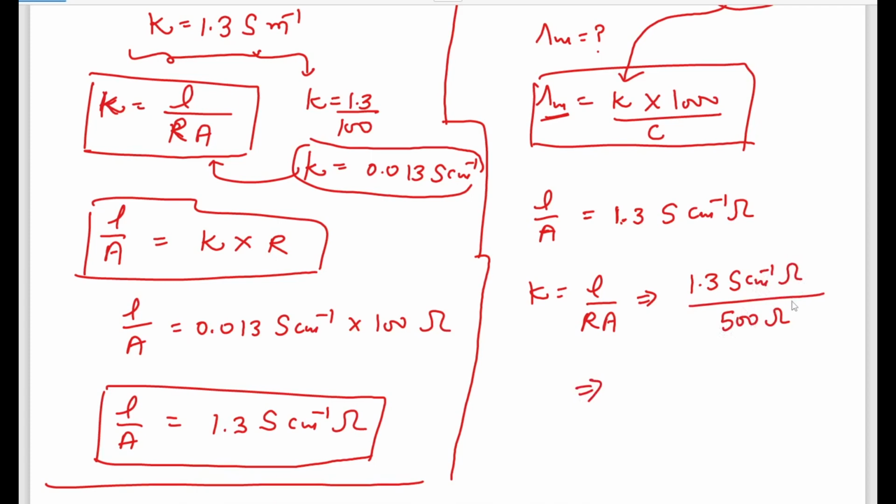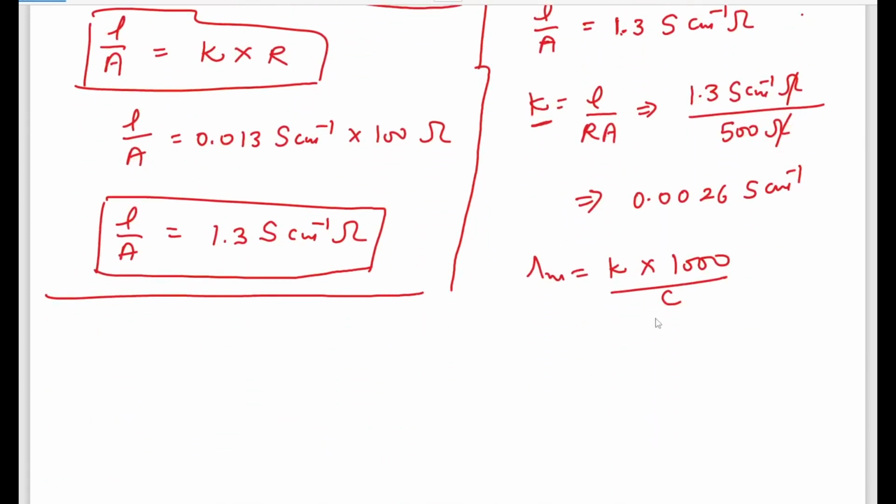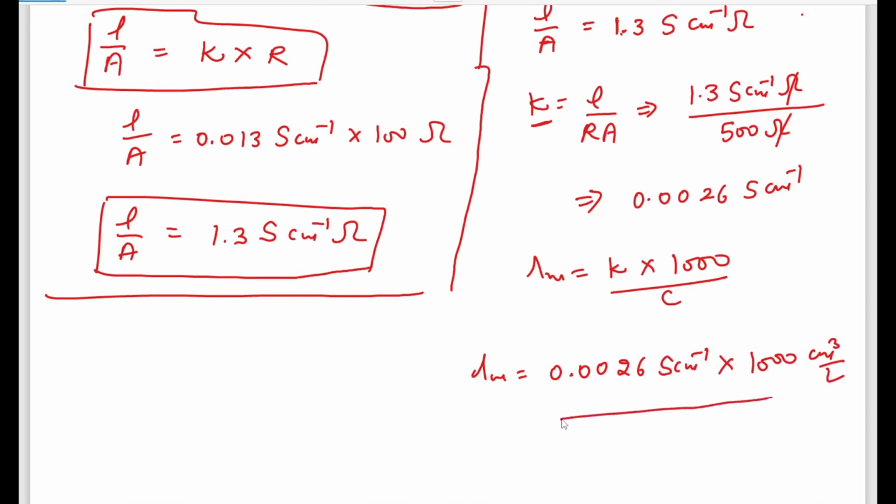So we will be left with, this will cancel out, 0.0026 Siemens per centimeter. So this is the value of the specific conductance for this solution, which is used for calibration. And now we will find the value of molar conductance of this side, that is kappa into 1000 over C, concentration. This is 0.0026 Siemens per centimeter multiplied by 1000 centimeter cube per liter, divided by 0.02.